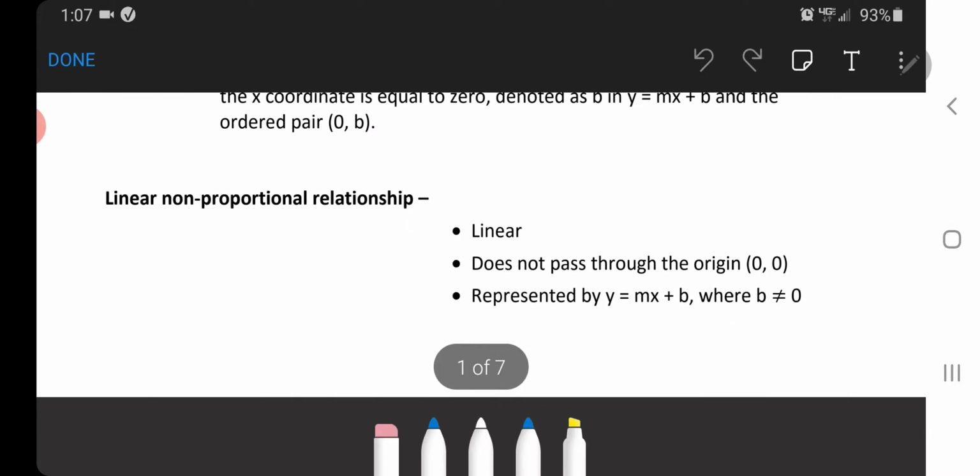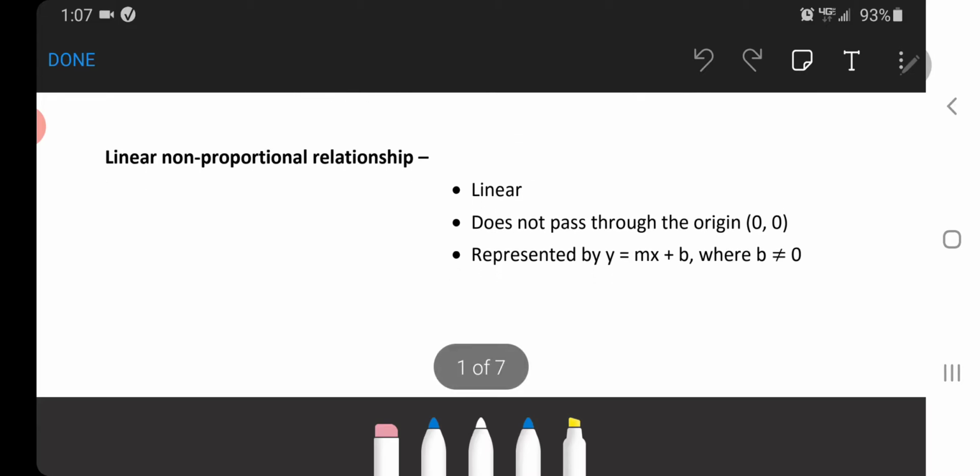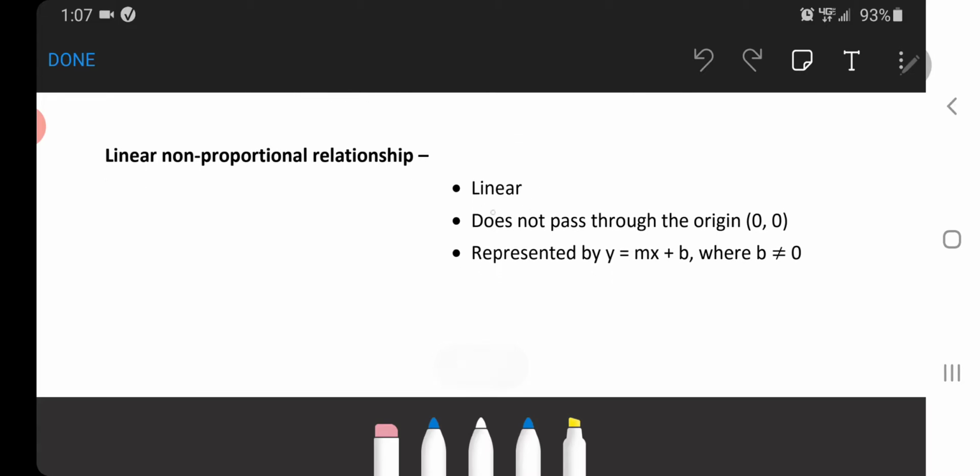A linear non-proportional relationship. This is different than proportional relationships. Once again, it's linear, but this time it does not pass through the origin of (0, 0). This time we'll have another number for our y-intercept other than 0. If the number is 0, it's proportional, so we're looking at non-proportional, so it cannot pass through (0, 0). And once again, represented by y equals mx plus b, where b is not equal to 0. So if it was proportional, b would be 0. And if it's not proportional, this b cannot be 0.